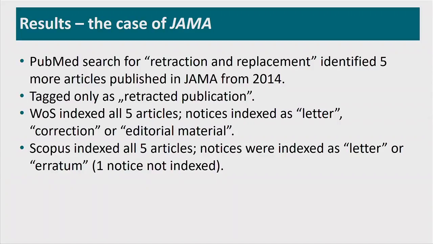And then we have another case, because during the review process we were asked, are there any JAMA articles in there? And they were not indexed. Although JAMA has published this type of article, they were not indexed as such in the NLM, but when we searched PubMed as retraction and replacement, not corrected and replaced, then we found 5 articles published in JAMA from 2014, but they were tagged only as retracted publication, not as corrected and republished, replaced articles.